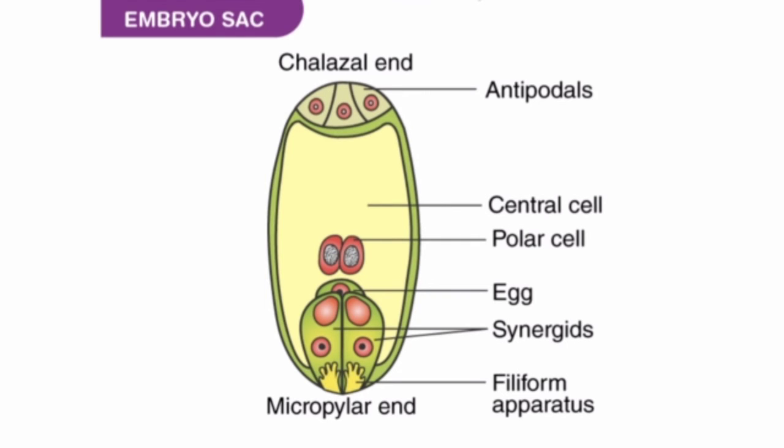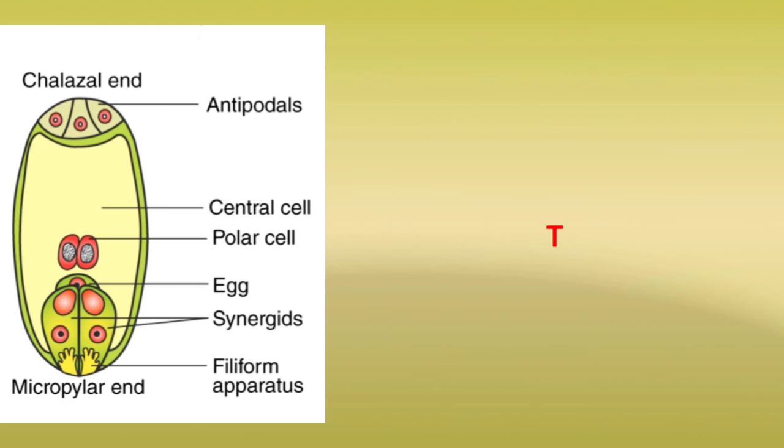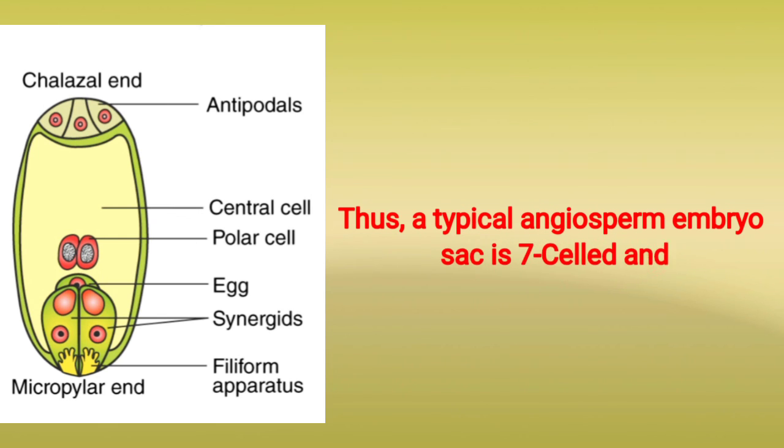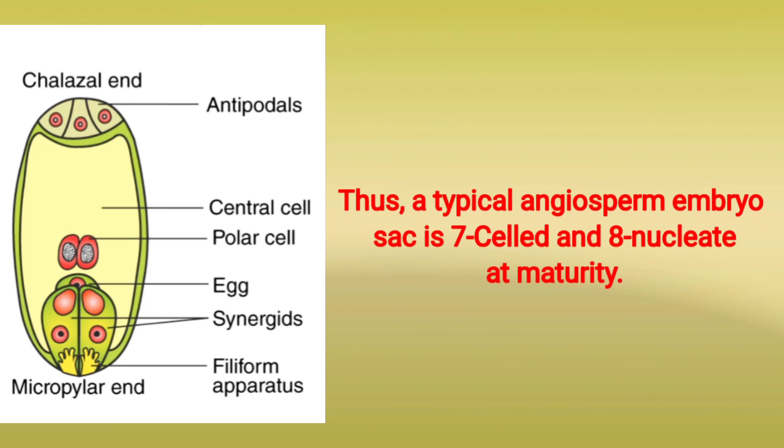Now let's count the number of nuclei and the number of cells from this diagram. First, the number of nuclei: 1, 2, 3, 4, 5, 6, 7, 8. So we have a total of 8 nuclei. Now let's count the number of cells: 1, 2, 3, 4, 5, 6, 7. So we have 7 cells. Thus, at maturity, a typical angiosperm embryo sac is 7-celled and 8-nucleate. Therefore, it is known as the 7-celled 8-nucleate stage.